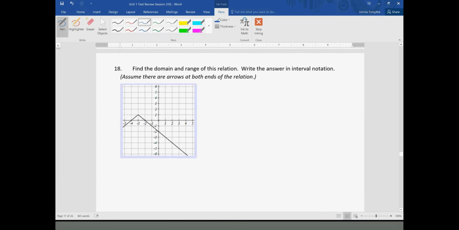18. Find the domain and range of this relation. So, this one's also telling you assume that there's arrows on both ends.